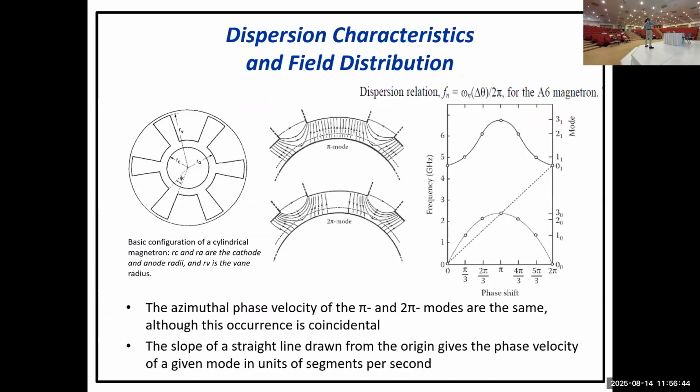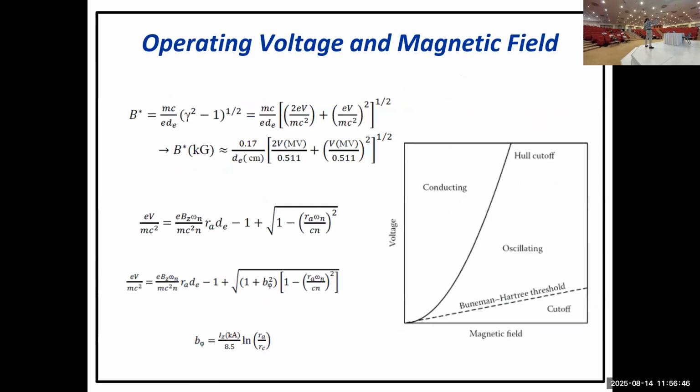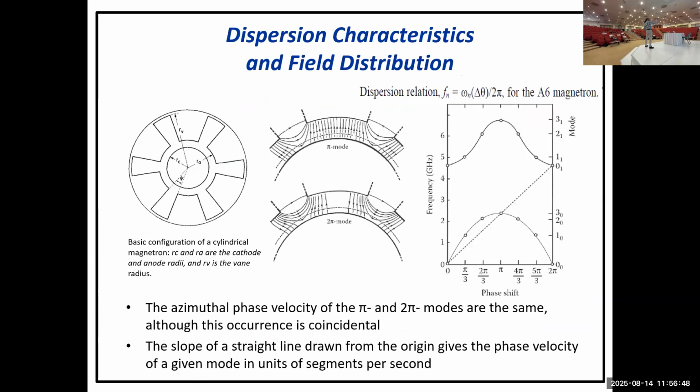Maybe I can go back to the dispersion curve. This dispersion curve. This is 2 pi mode or 0 mode. Usually it has a higher frequency than pi mode because it's the next passband, higher passband. Okay.